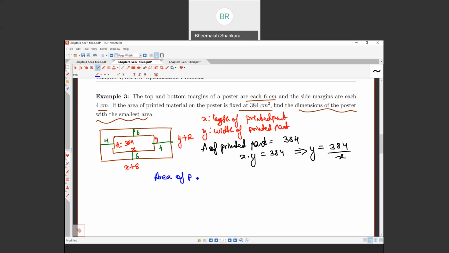This is the entire poster. This is x plus 8 times y plus 12. When you simplify, you have xy plus 12x plus 8y plus 96. You multiply them out. And this is the area of the poster. The question is asking you to find the dimensions of the poster with the smallest area. So this is the function for the problem, and you are minimizing this area.